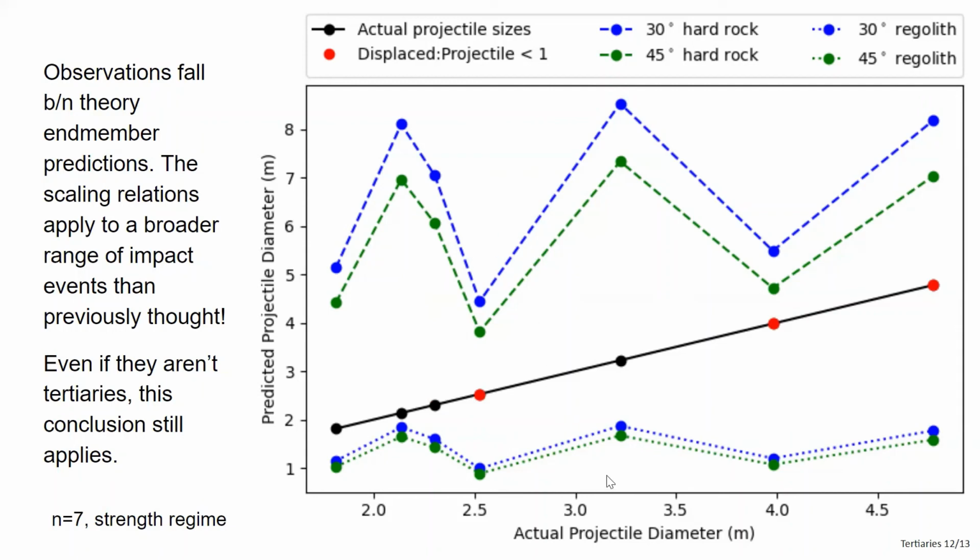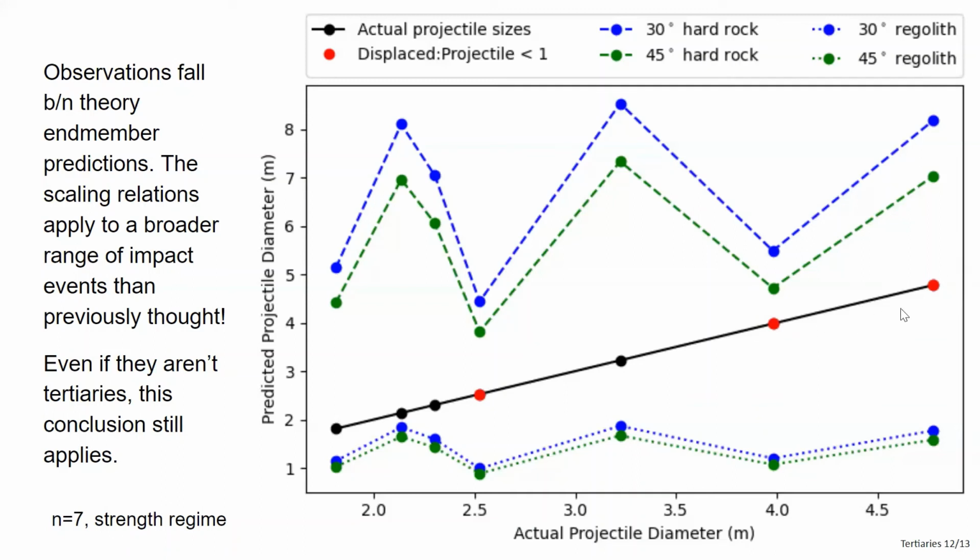These are two theory end member predictions. So the dashed lines are that hard rock surface, and the dotted lines are that regolith surface. This is the predicted, this is the actual. So this black line has a slope of 1. It's if the predicted perfectly matched the observed.